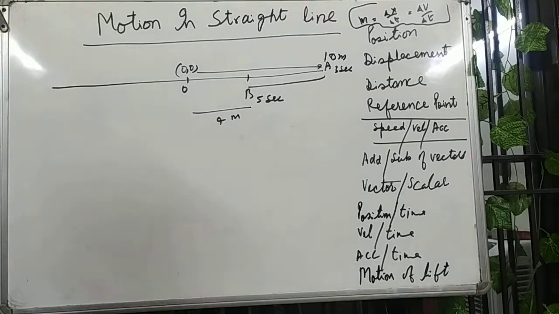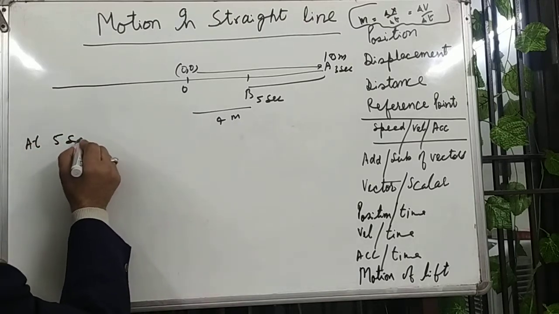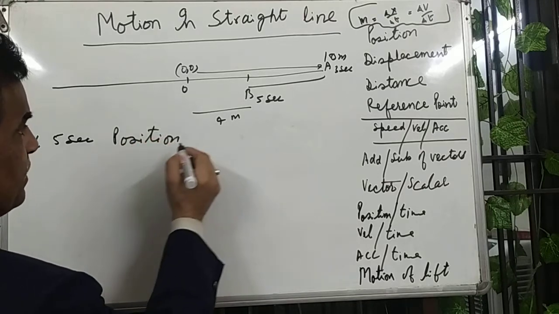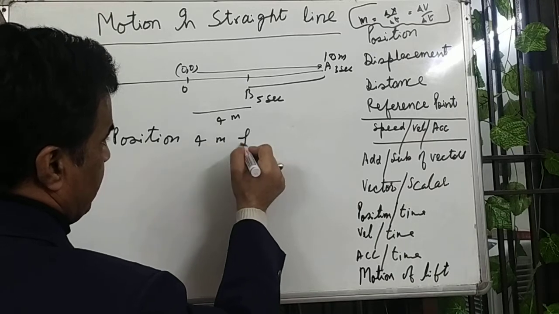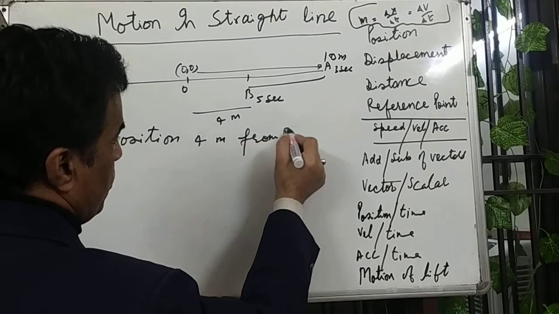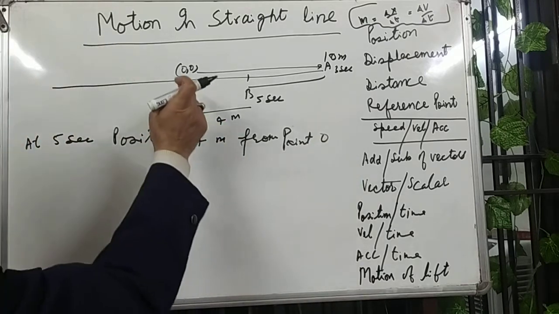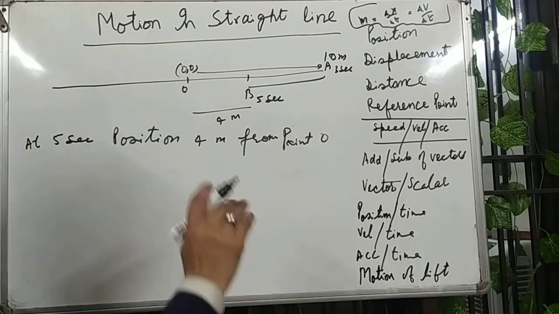So at 5 seconds, the position of the man is 4 meter from point O. This is the O point, and from the O point he is at a distance of 4 meter. 4 meter. This is the position, and what is the distance?